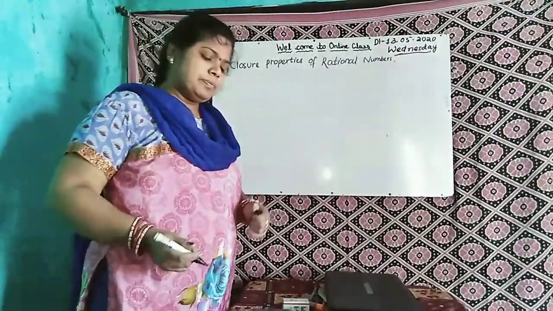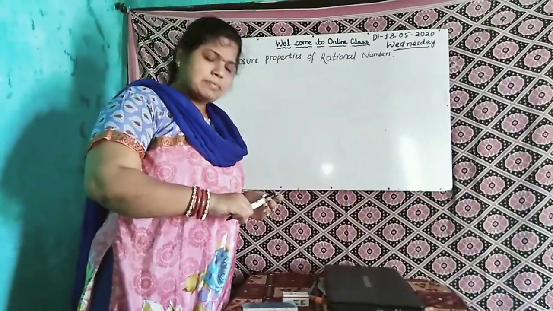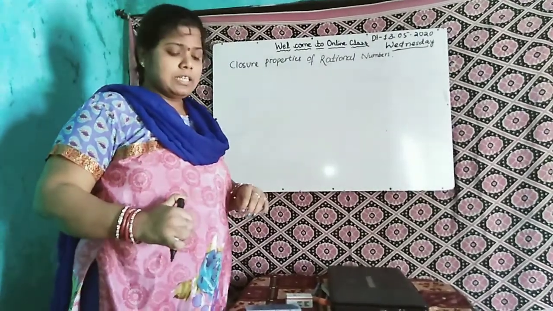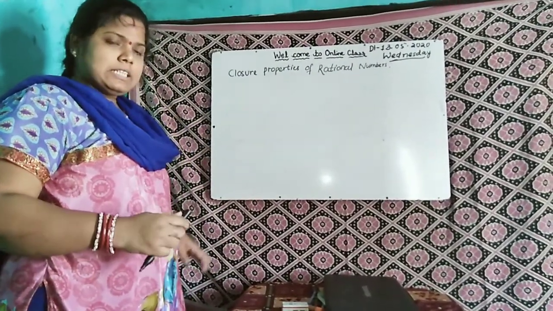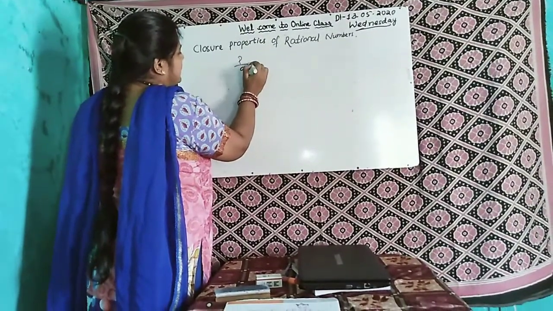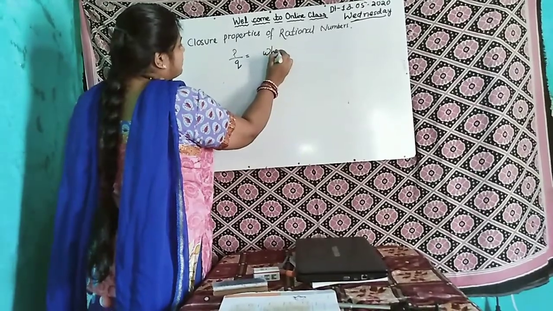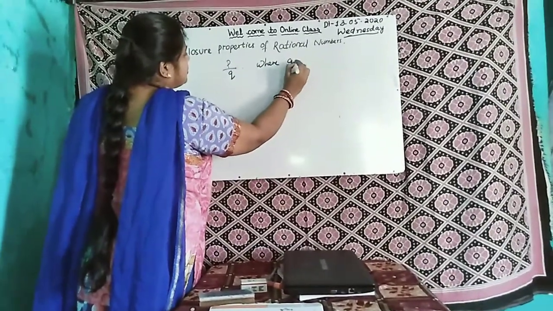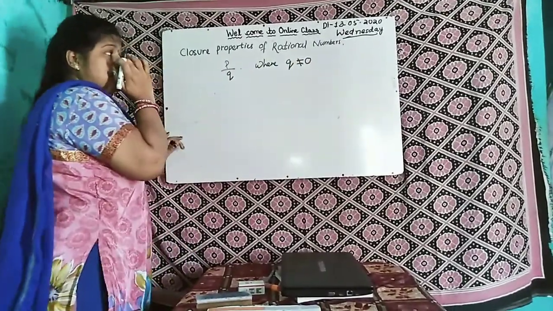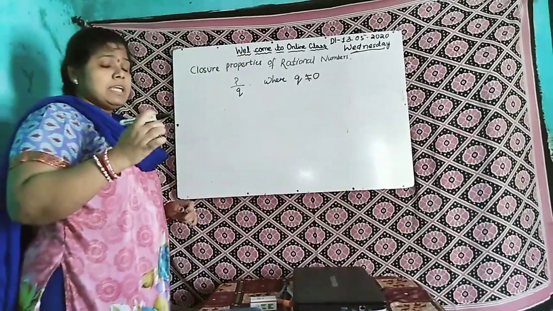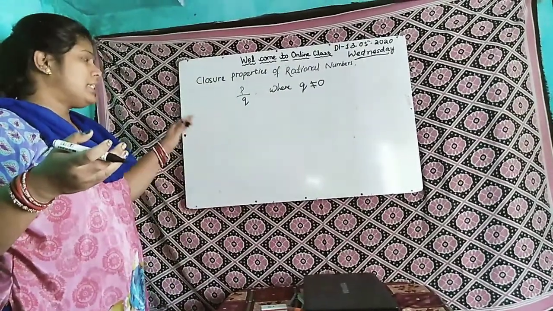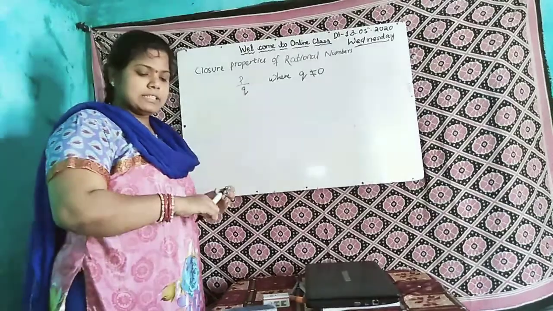Good morning, students. In today's math class, we read about the closure properties of rational numbers. So, what is a rational number? I told you previously that p by q is a rational number where q is not equal to 0. So, rational numbers satisfy the closure property under addition, subtraction, multiplication and division. Let's see by taking some examples.